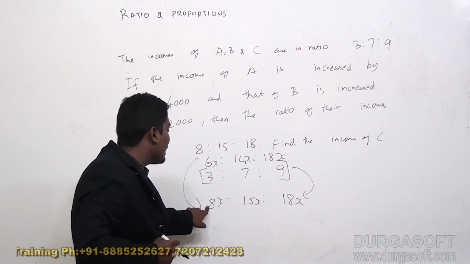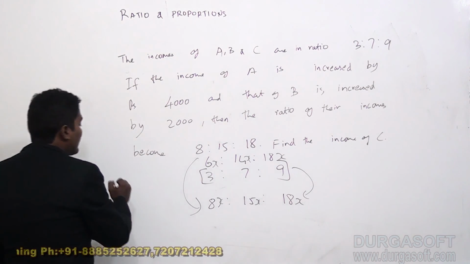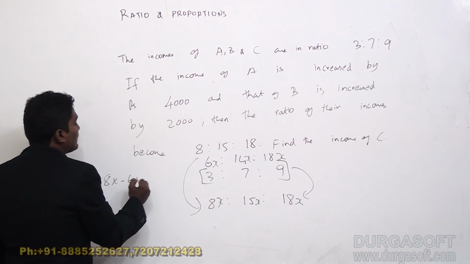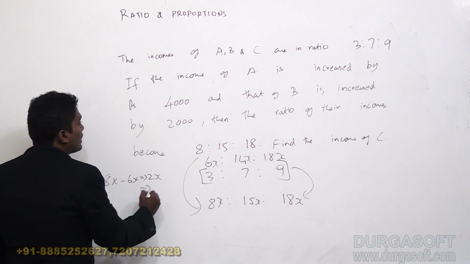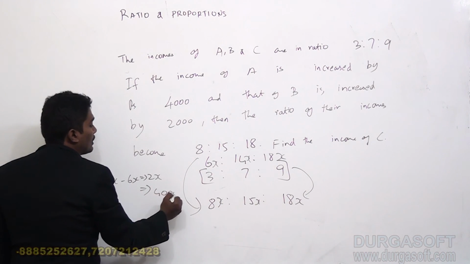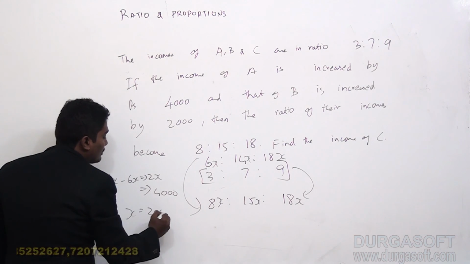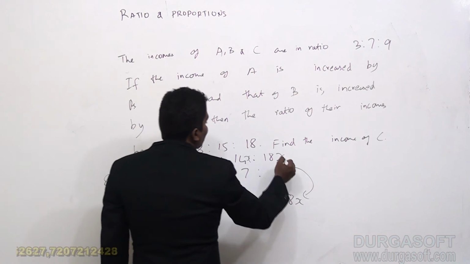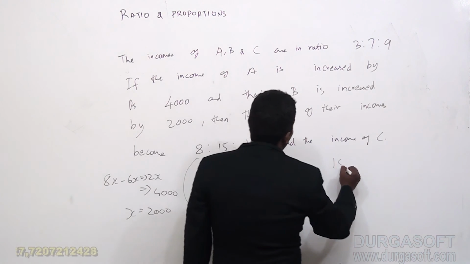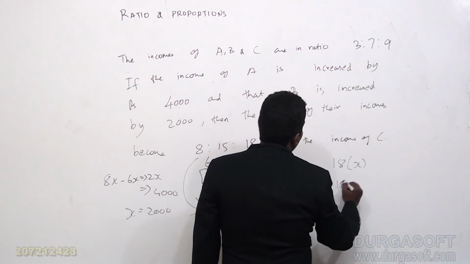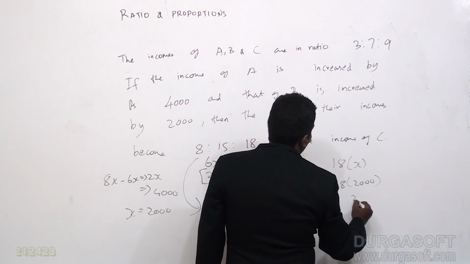So 6x to 8x, the difference is 2x. So 8x minus 6x, the difference is 2x. This 2x value is given as 4,000 rupees, which means I can say x value is 2,000. The third person's income should have been 18x, which is 18 into 2,000, 36,000.